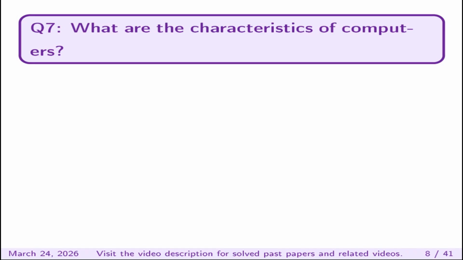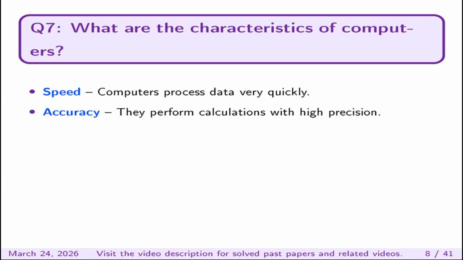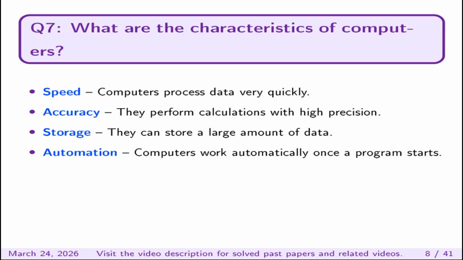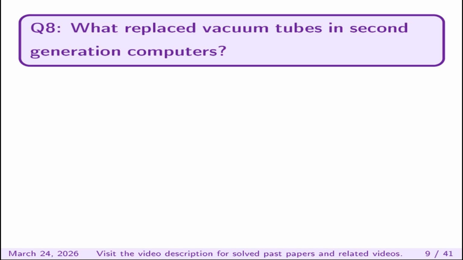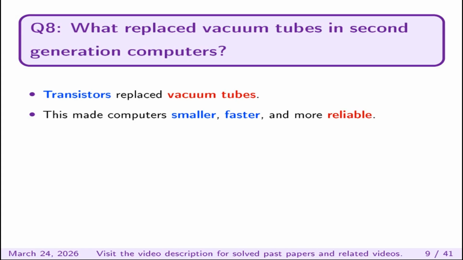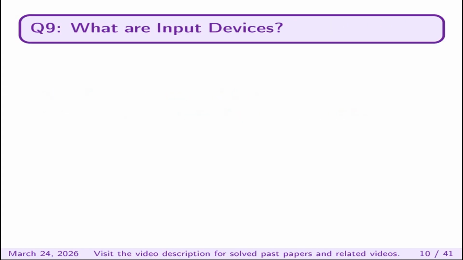What are the characteristics of computers? Speed, computers process data very quickly. Accuracy, they perform calculation with high precision without error. Storage, they can store a large amount of data. Automation, computers work automatically once a program starts. What replaced vacuum tubes in second generation computers? Transistors replaced vacuum tubes. This made computers smaller, faster, and more reliable.